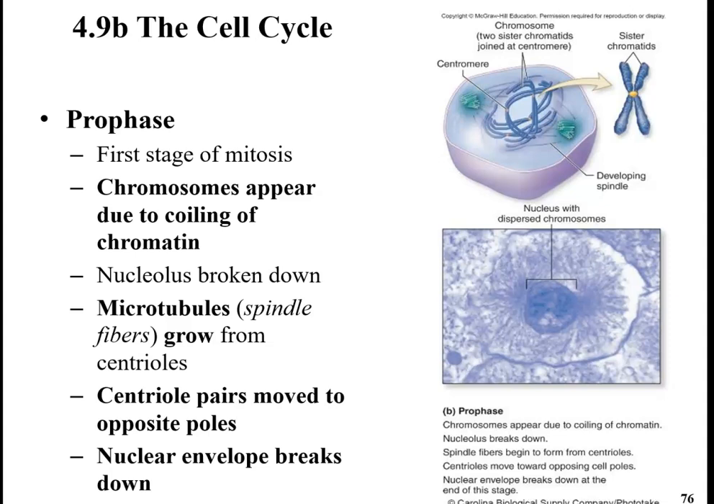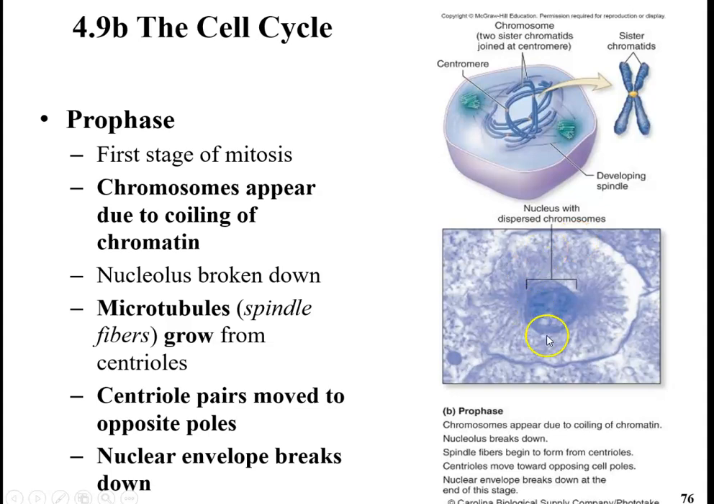So prophase is the first stage of mitosis. The chromosomes appear due to coiling of chromatin. The nucleolus is broken down, and spindle fibers, which are made of microtubules, grow from the centrioles. The centriole pairs start to move to opposite poles of the cell, and the nuclear envelope breaks down.